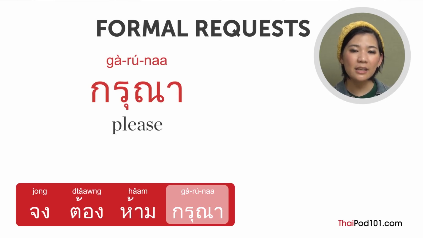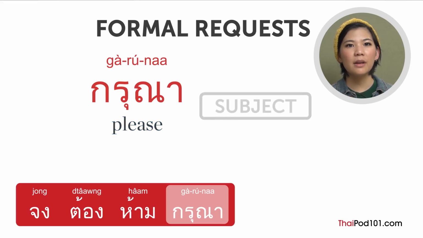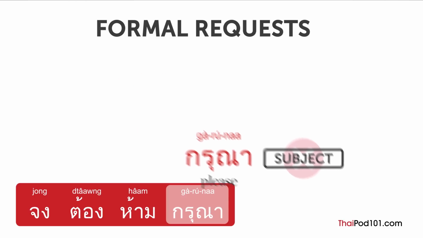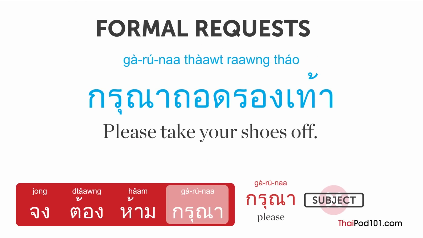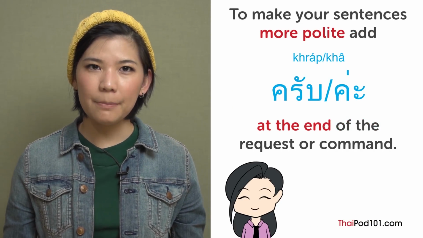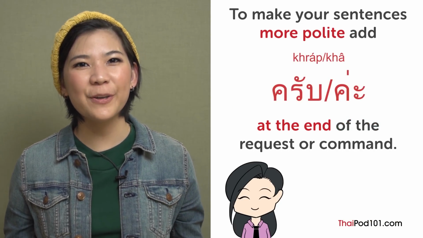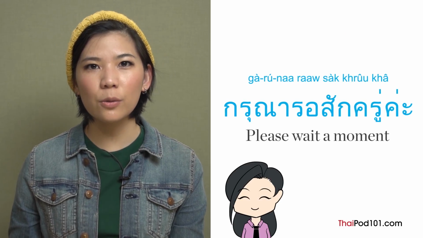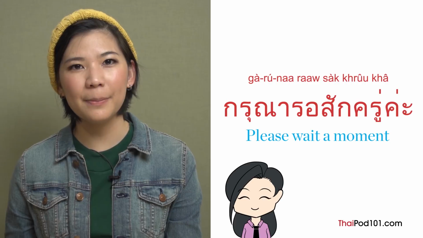This is like saying please in English. You need to leave out the subject noun when using this word. For example, กรุณาถอดรองเท้า Please take your shoes off. Here's a tip to make your sentences more polite. Remember that you can always add ครับ or ค่ะ at the end of your request or command sentence. For example, กรุณารอสักครู่ค่ะ Please wait a moment.